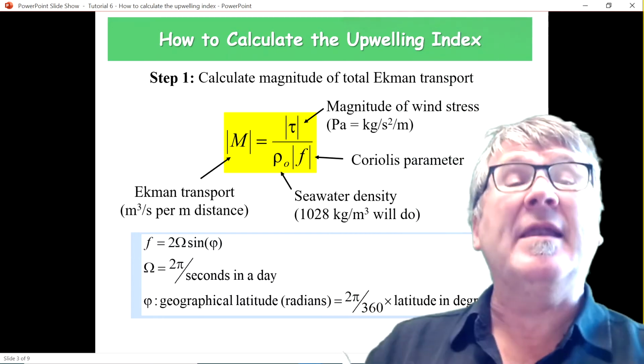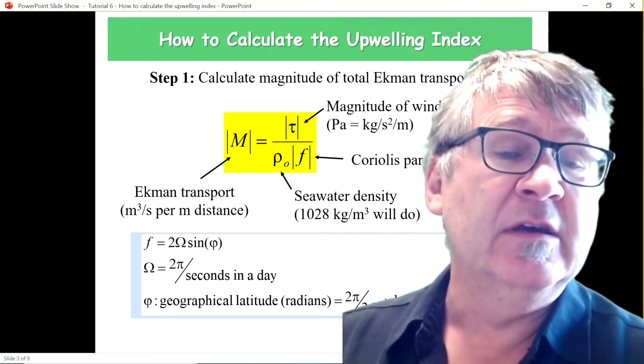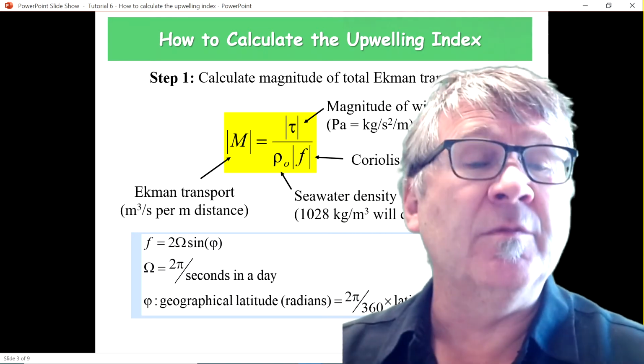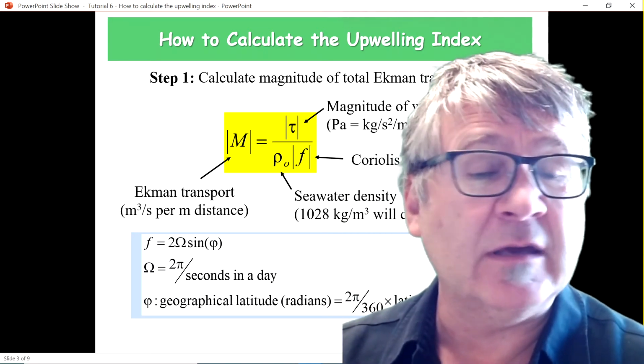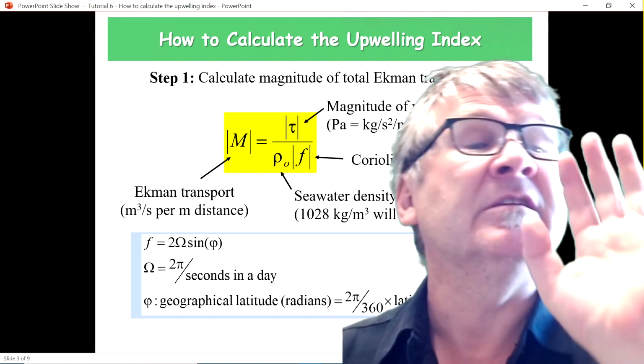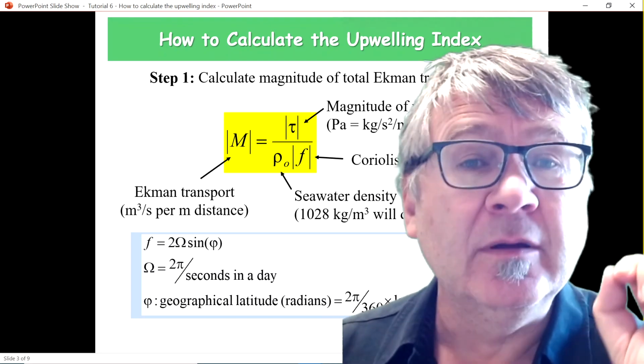And this is step 1, and you already learned how to work out the magnitude of the wind stress. So if I give you a wind stress vector, you can work out the magnitude of it. Again, you plug it in, and you can work out the total Ekman transport. This is step 1. Now we come to step 2.